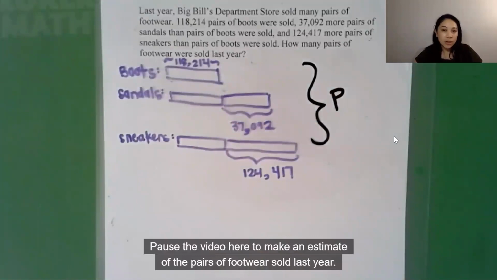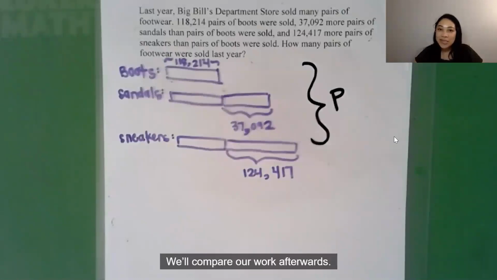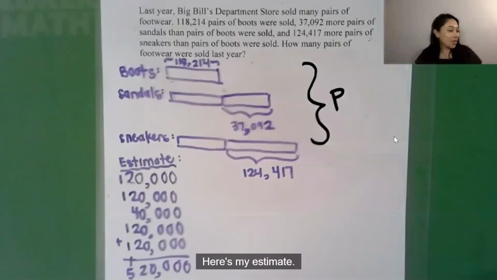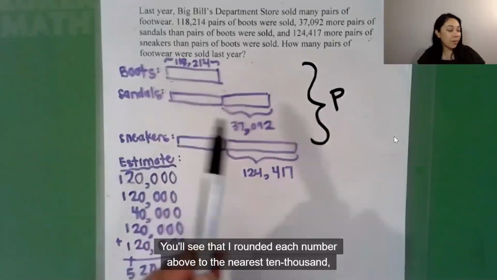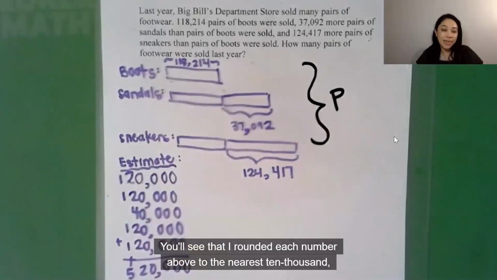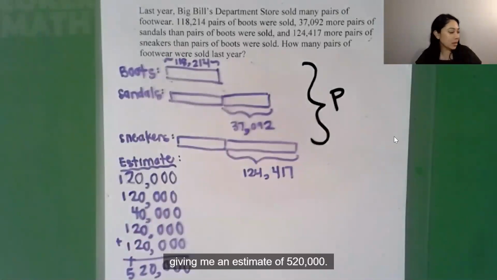Pause the video here to make an estimate of the pairs of footwear sold last year. We'll compare our work afterwards. Here's my estimate. You'll see that I rounded each number above to the nearest 10,000, giving me an estimate of 520,000.